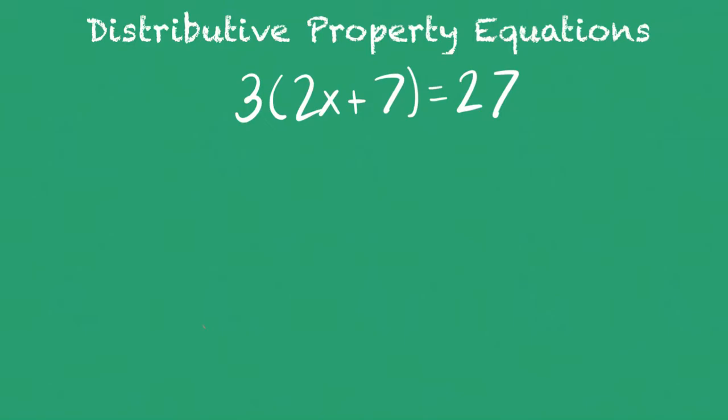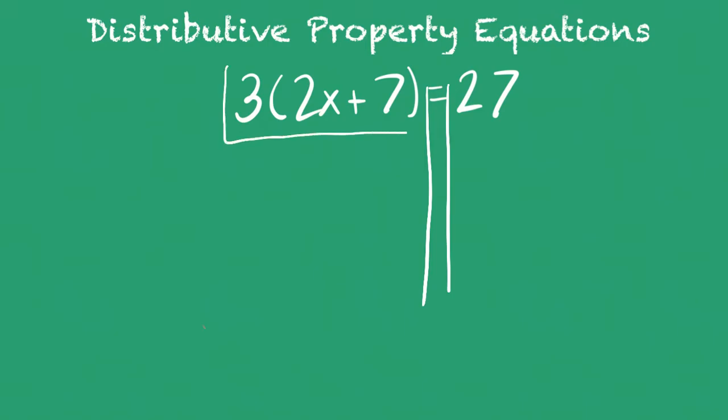Hello everybody, in this quick video I'm going to show you how to solve equations that have the distributive property in it. So the first thing I'm going to do, like always, is separate the left side of the equation from the right side of the equation. And you notice on the left side we have this 3 being multiplied by the 2x plus 7. And to expand this out we have to use the distributive property.